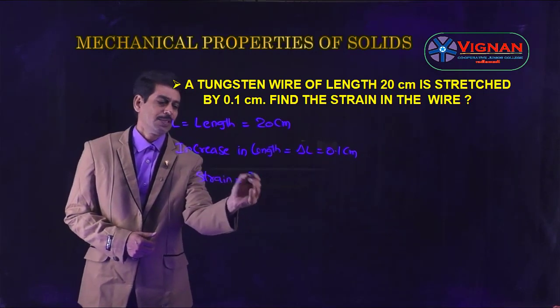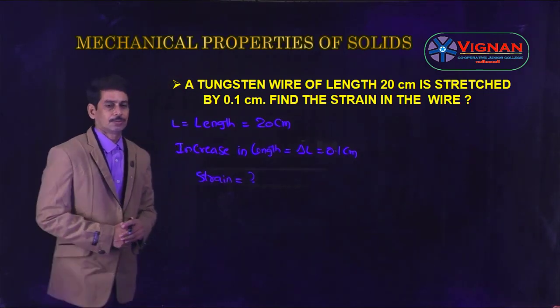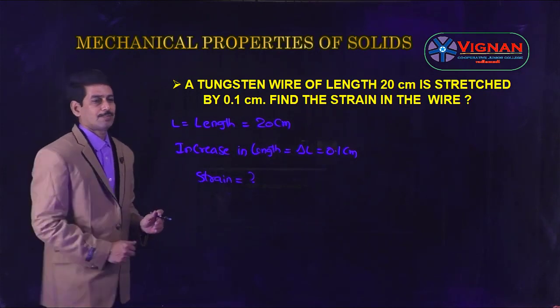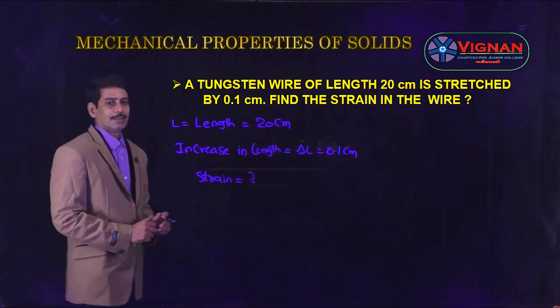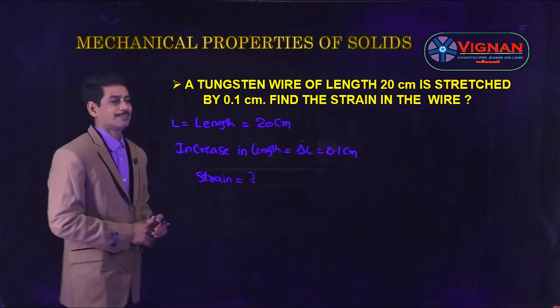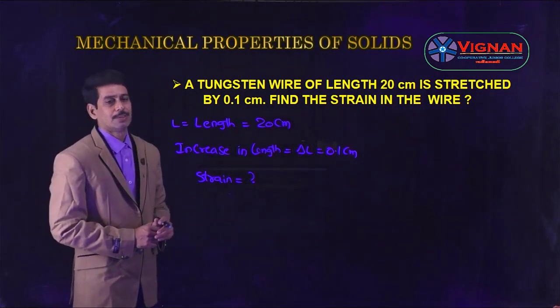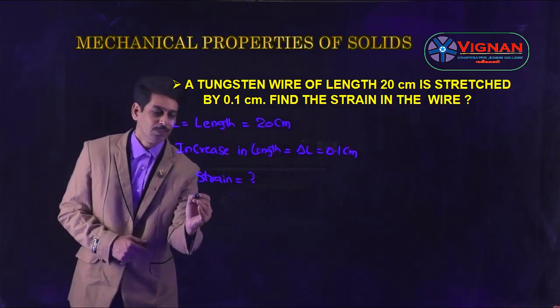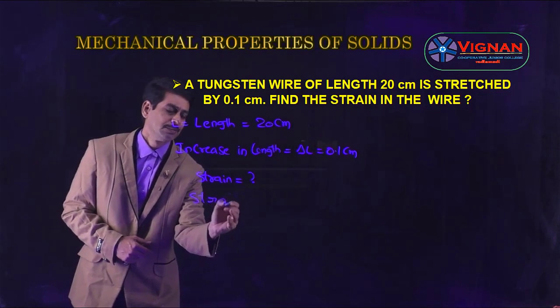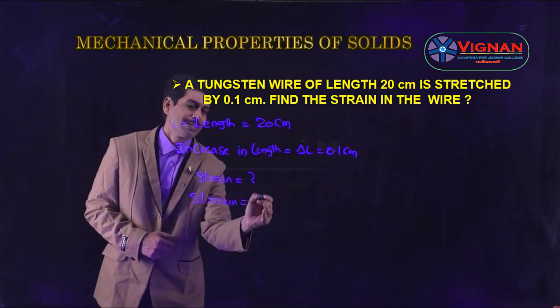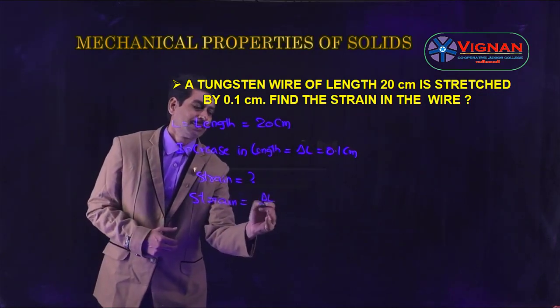So what is strain in the wire? Okay students, a tungsten wire of length 20 cm is given, which is L, and the stretch, which is the increased length, is given as 0.1 centimeter. Find the strain. We know the formula for strain is increased length by original length, that is delta L by L.